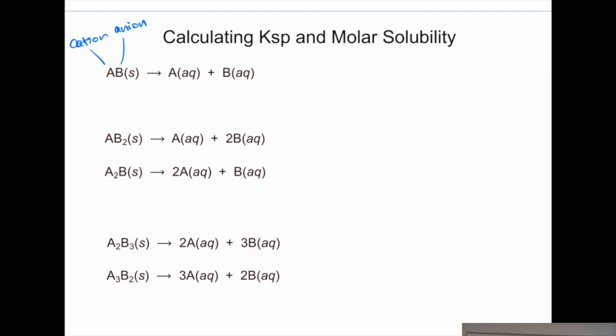If it's just AB, we already did this one. That dissociates into x and x, so whatever the Ksp is, it's going to be equal to x squared. And we did this next one a few times, AB2, when it dissociates into 1 mole of A and 2 moles of B. When we write the Ksp for that, it's going to be equal to the concentration of A raised to the first power times the concentration of B raised to the second power. That's going to be x and 2x squared, which is equal to 4x cubed.